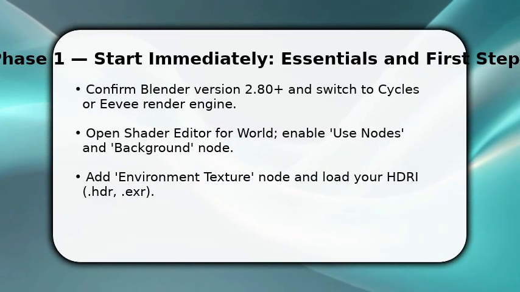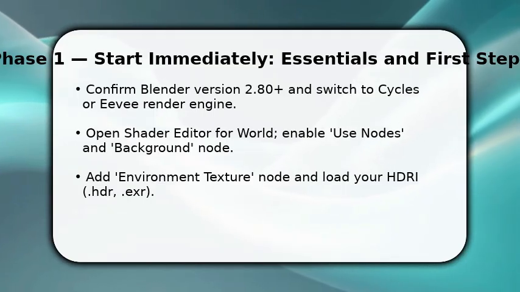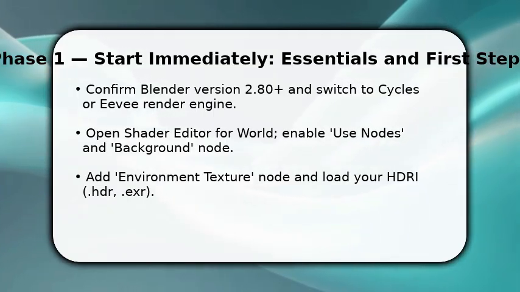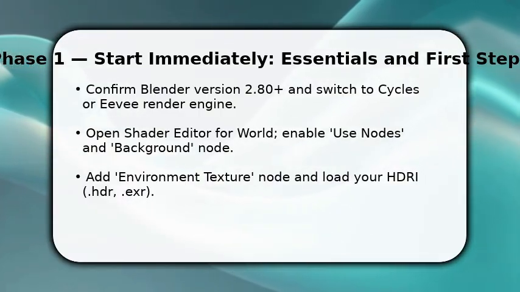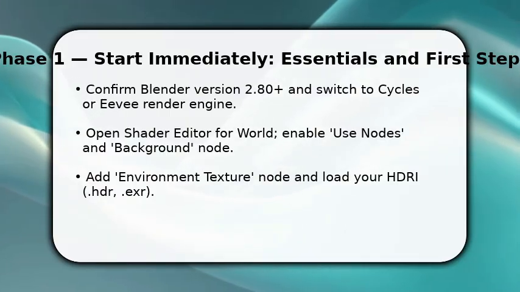You start by ensuring Blender 2.80 or newer, and choosing Cycles or Eevee because lighting behaves differently. Once done, switch to the world shader. You enable use nodes so you can control environment lighting.